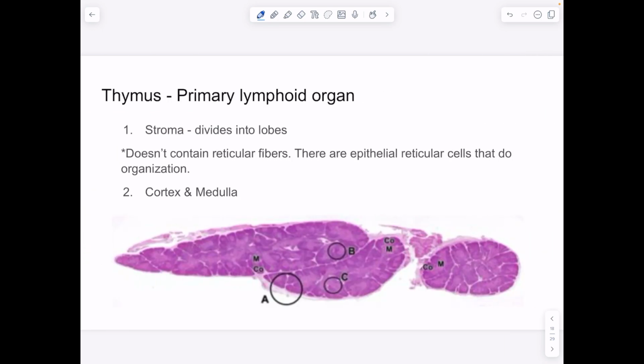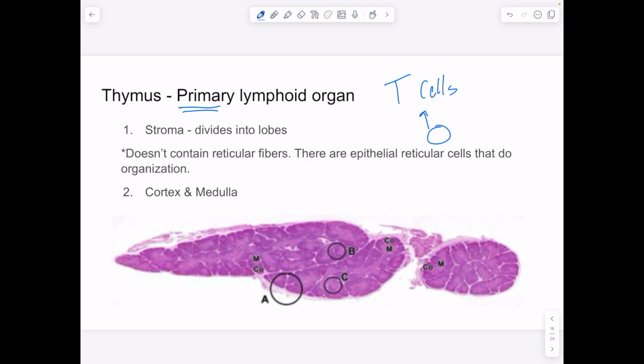All right, and then we have our thymus, which is our first primary lymph organ, where T cells are going to differentiate to become T cells. Right before this, they were from the bone marrow. We get the precursors from the bone marrow, they go to the thymus, and then they can differentiate in the thymus and become T cells.